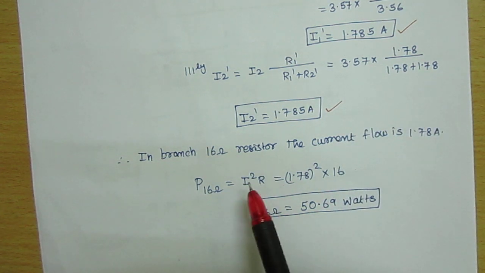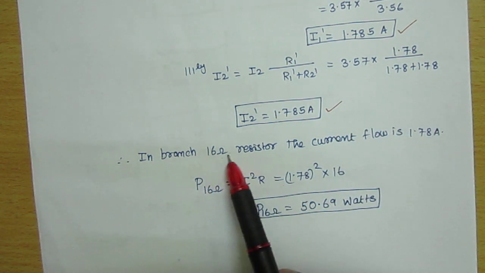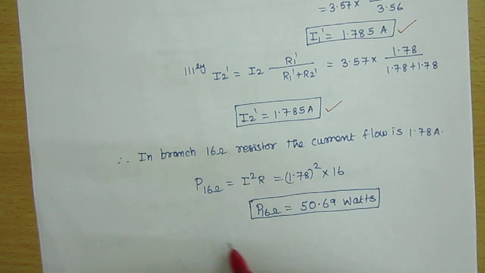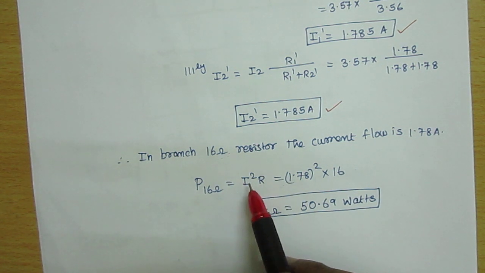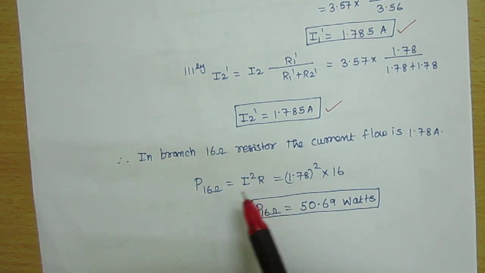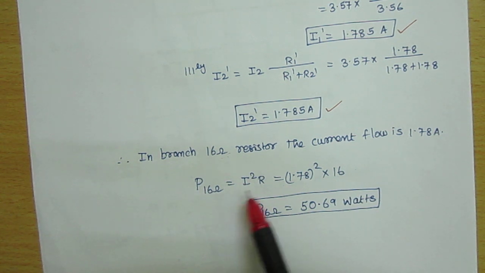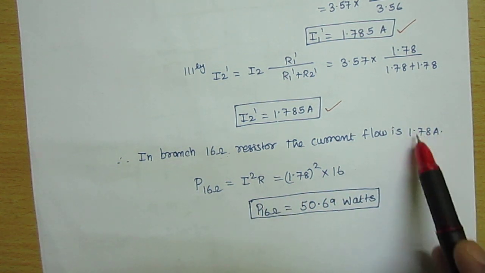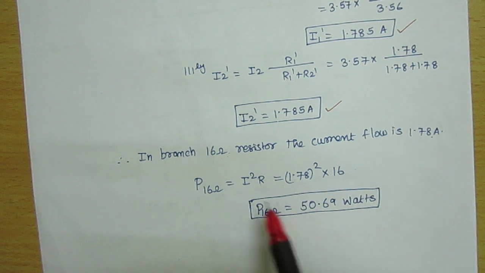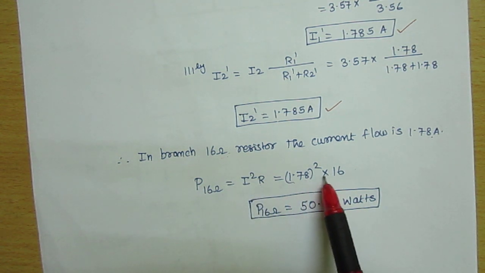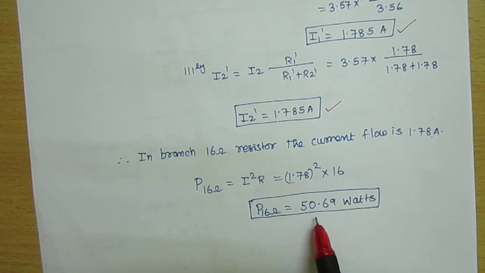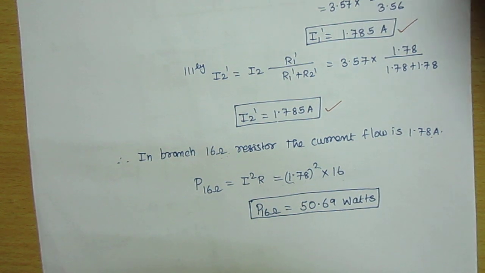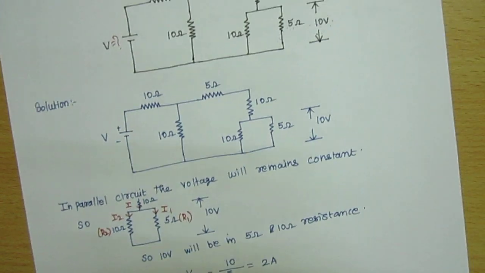Now the question is, we are supposed to find the power delivered in the 16 ohm resistor. So P is equal to I square R, the formula we know in general. The current flowing in the 16 ohm resistor is 1.78 ampere. So 1.78 squared times 16 gives 50.69 watt. Now problem number 2.